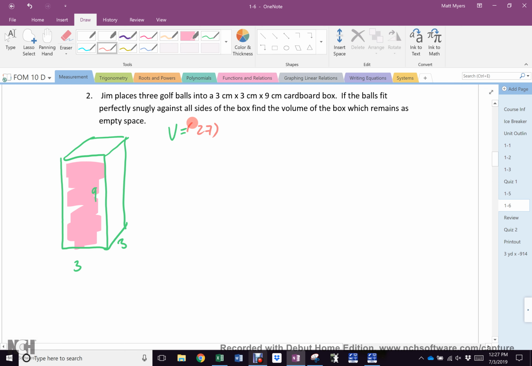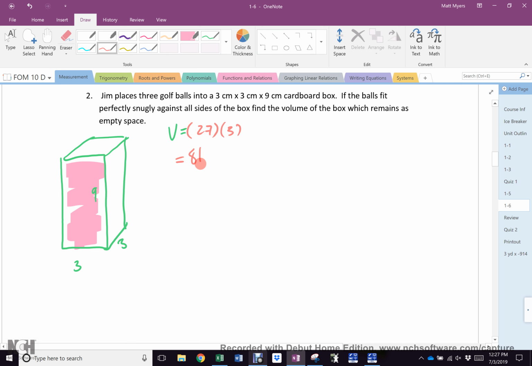27 times what? Which is 3. So the volume of this box is what? You may need your calculator to do 27 times 3. That's okay. I won't make fun of you. Mm-hmm. The volume of the box is 81.